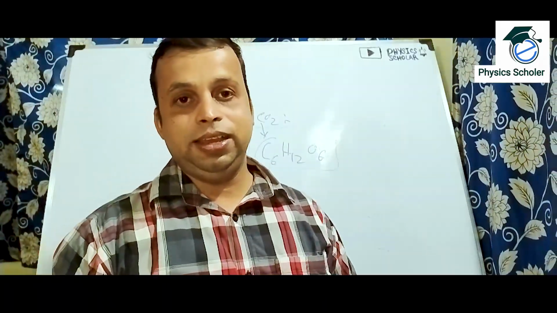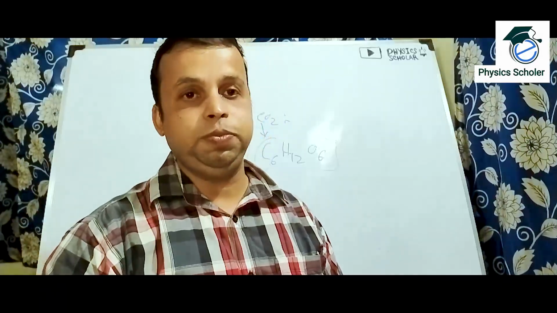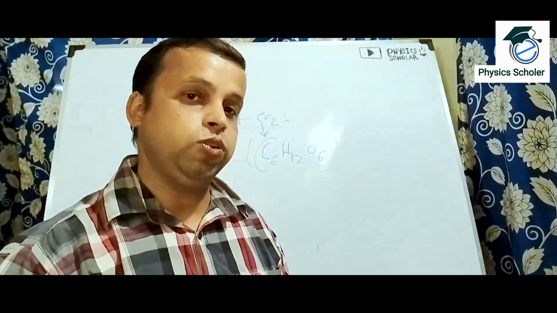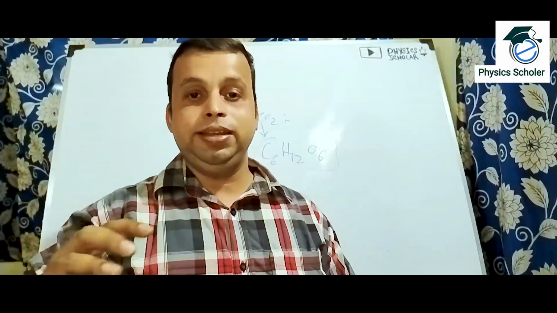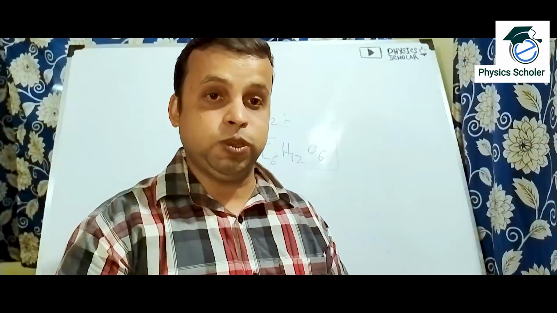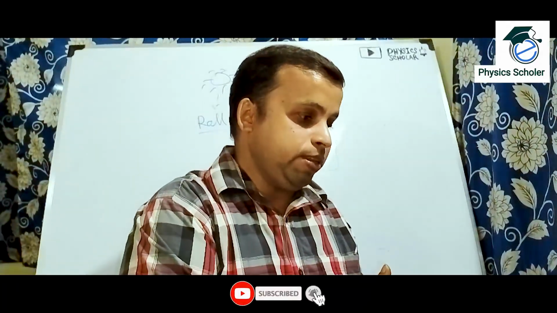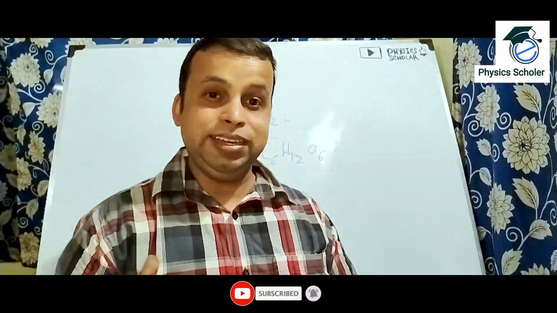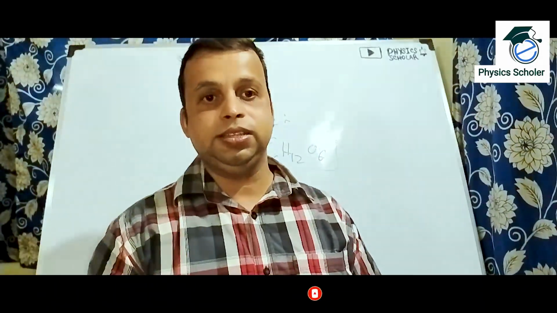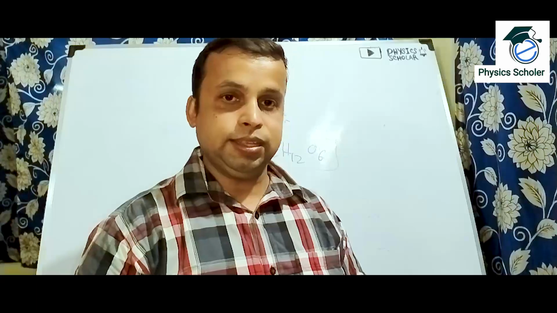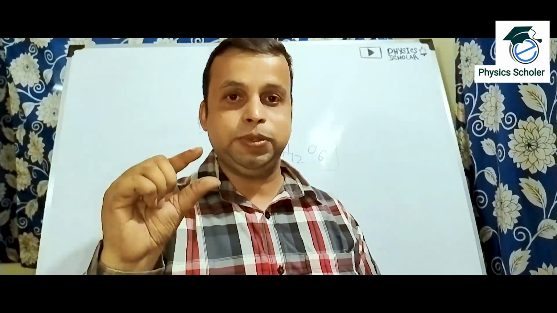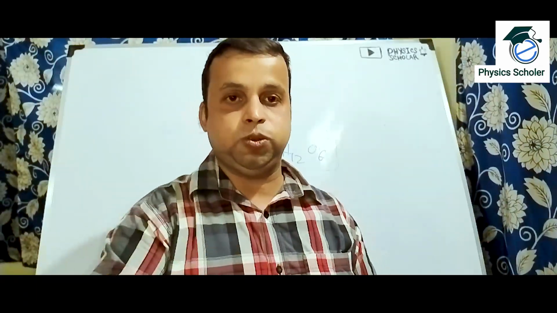NADPH will be formed, nicotinamide adenine dinucleotide phosphate. Then it will combine with ribulose bisphosphate. Different types of steps are there in the light phase reaction and dark phase reaction. That is not there in your board exams in CBSE, but in class 11 and 12 it is there. So I will make a special episode on the light phase and dark phase reactions of the photosynthesis process.